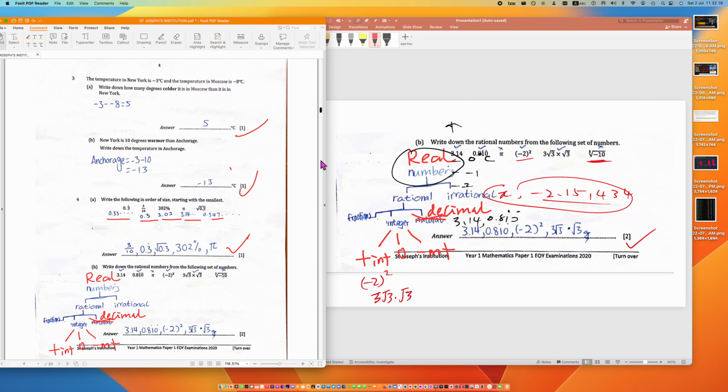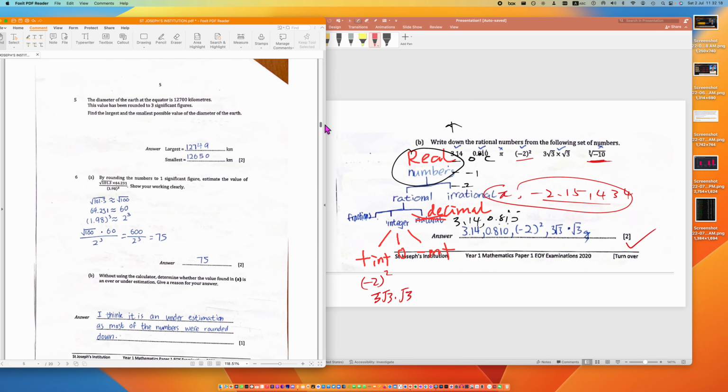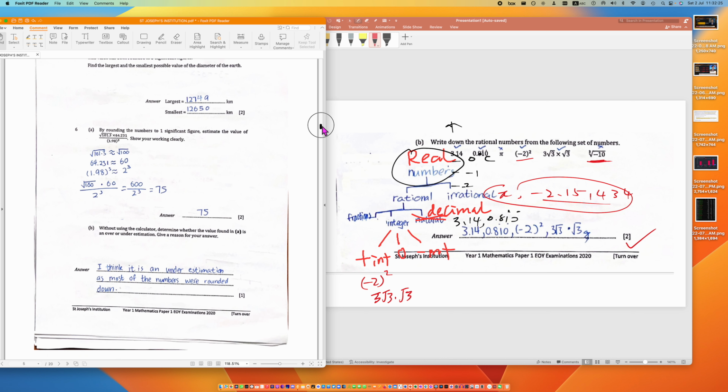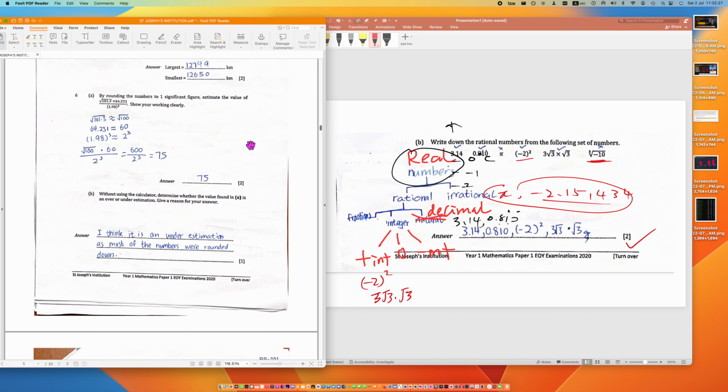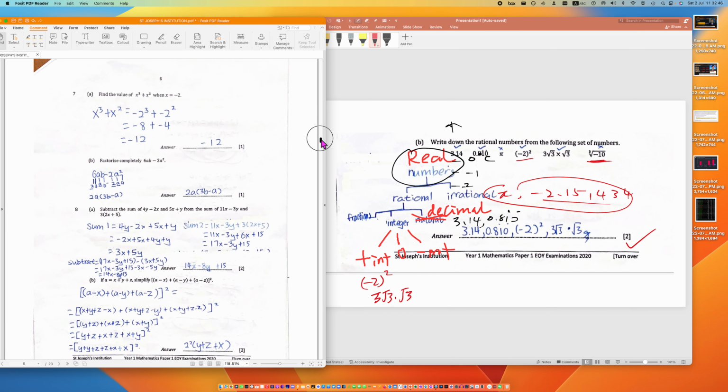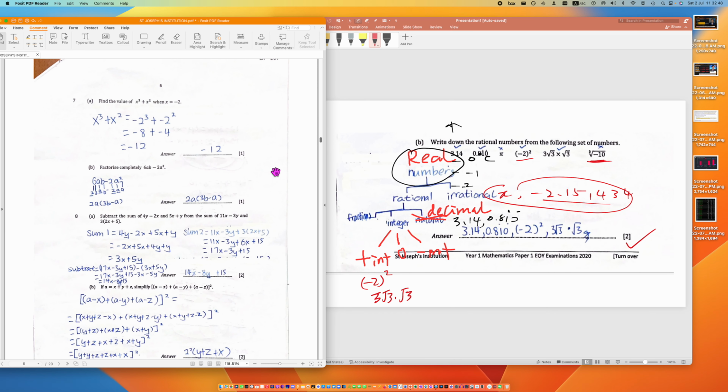Okay, next. So far so good. Over here, this question you keep getting correct already, so I don't think I want to talk about the estimation one. Yeah, the estimation one you are pretty good, so I don't think I need to talk about much. This one estimation also, because you always get the estimation question correct. Very good. Round down, so it's an underestimation. Very good. Okay, here comes the real stuff.